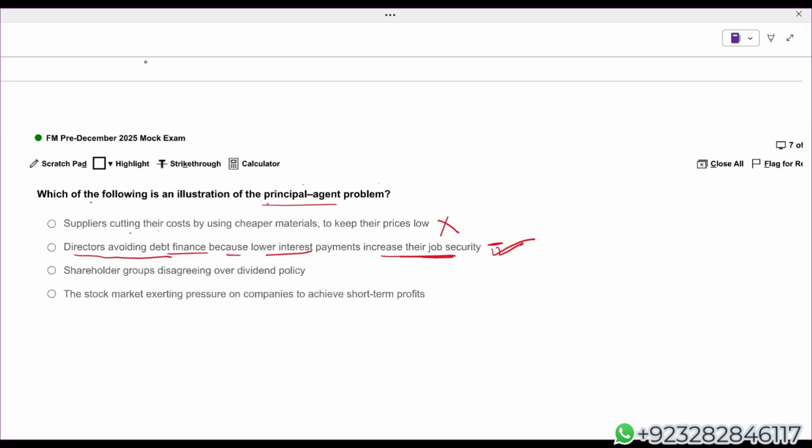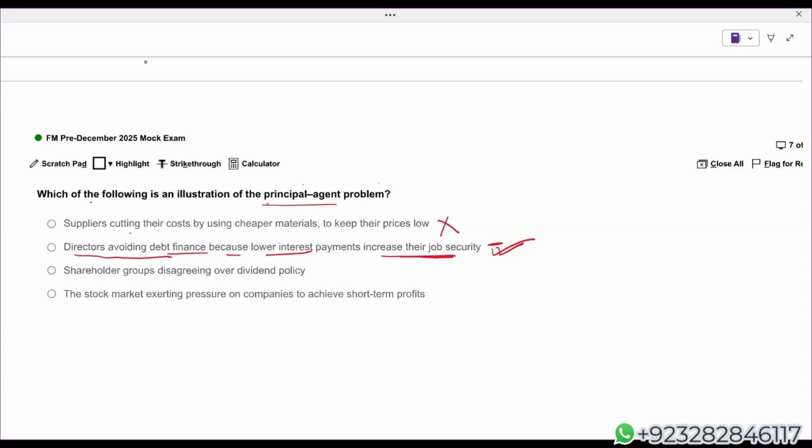If a loan is available at a lower interest rate, it will actually reduce the cost of capital, number one. If it reduces the cost of capital, then it will increase NPV. If it increases NPV, then the company will have to provide a higher return to the shareholder. Obviously, shareholders are going to demand a higher return. So directors are not interested in this at all. So they just avoid debt financing because lower interest payments increase their what? Job security.